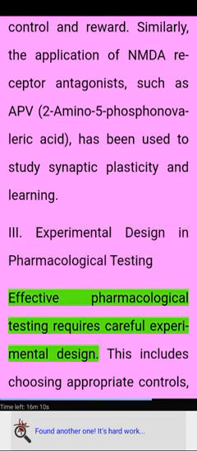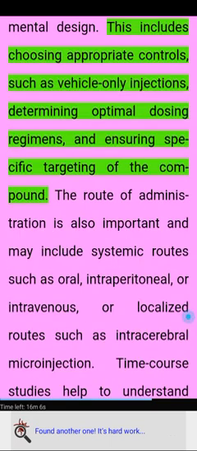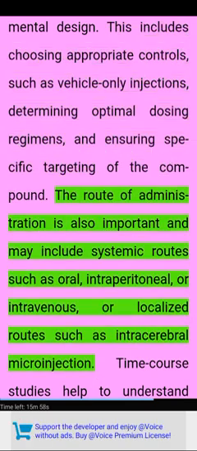3. Experimental design in pharmacological testing. Effective pharmacological testing requires careful experimental design. This includes choosing appropriate controls, such as vehicle-only injections, determining optimal dosing regimens, and ensuring specific targeting of the compound. The route of administration is also important and may include systemic routes such as oral, intraperitoneal, or intravenous, or localized routes such as intracerebral microinjection.